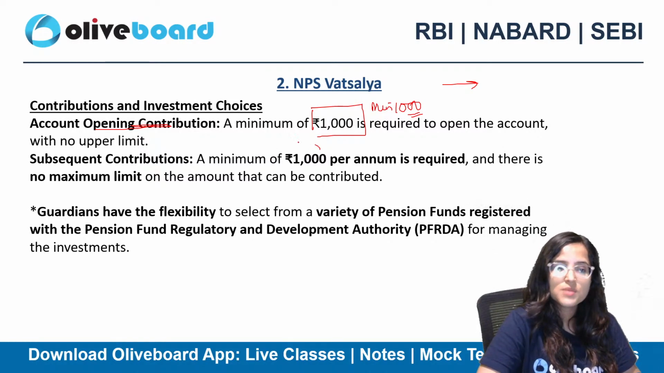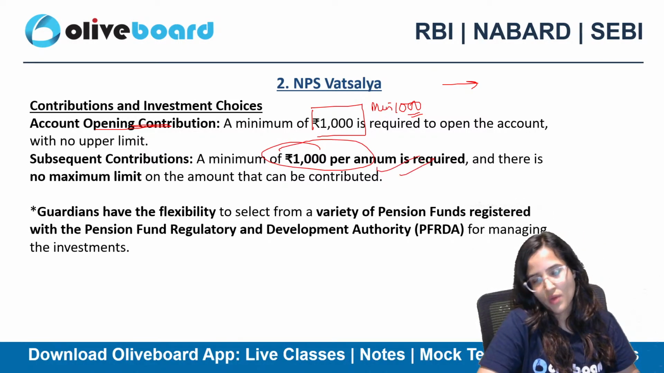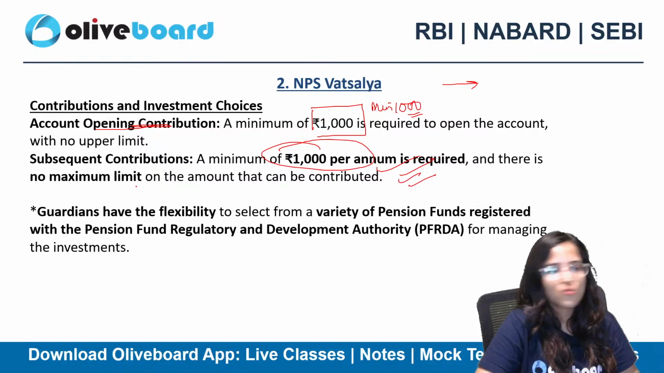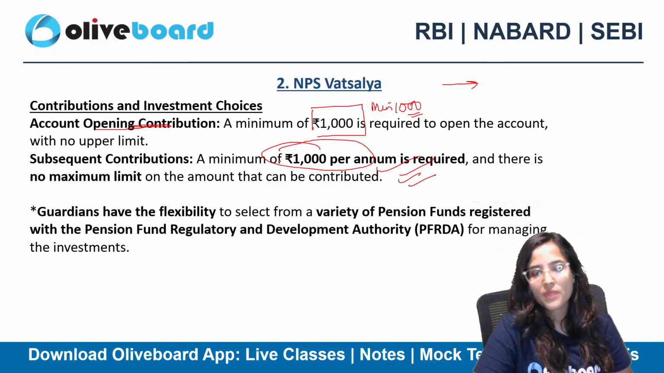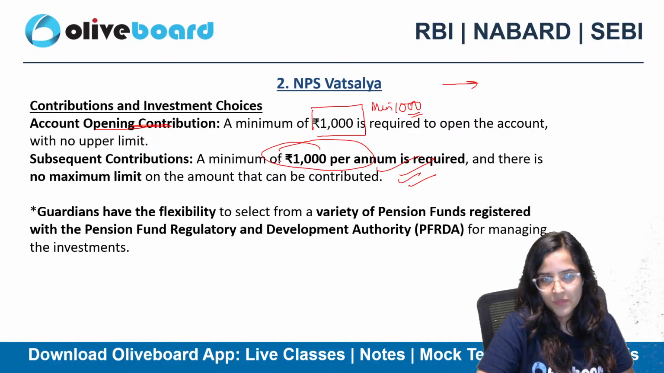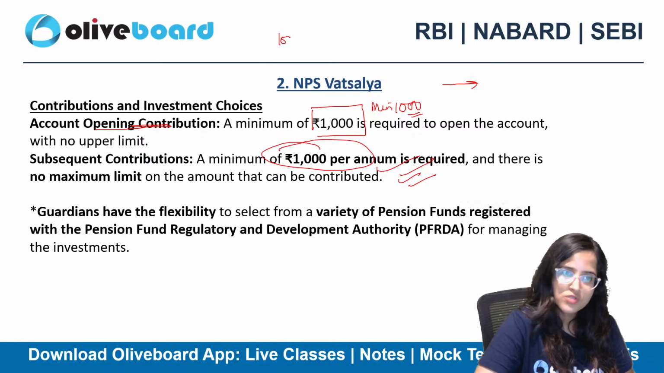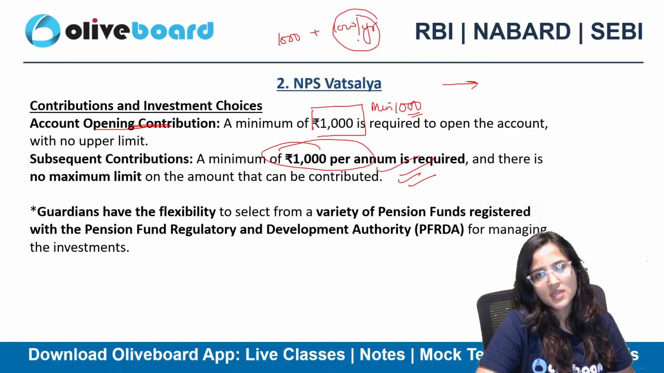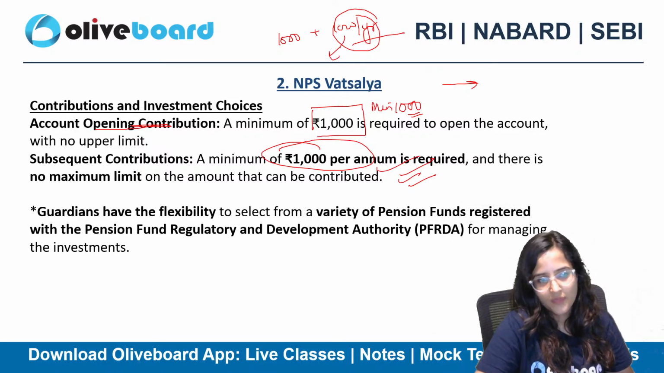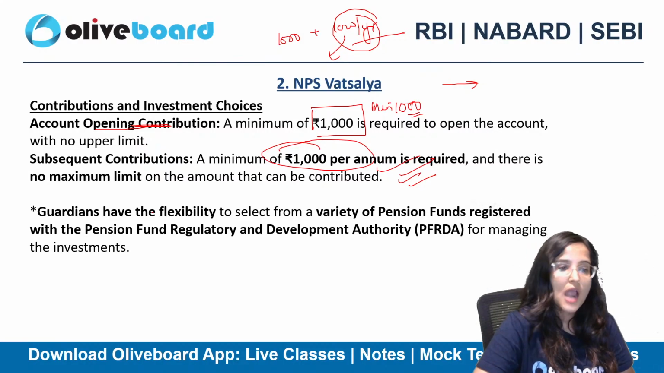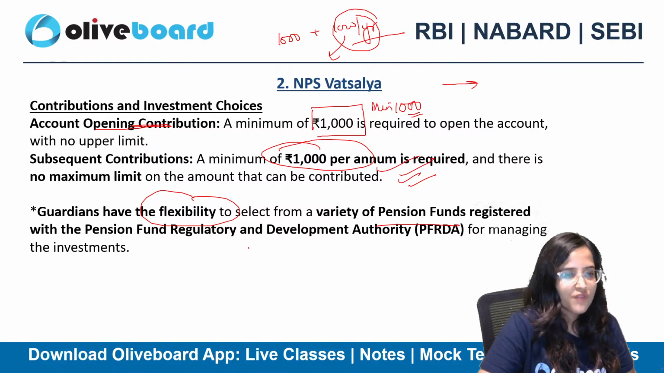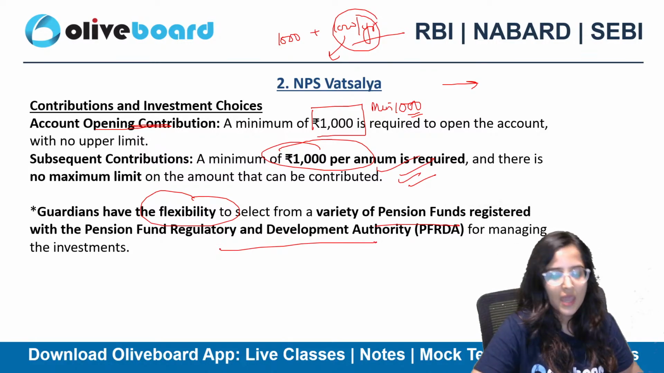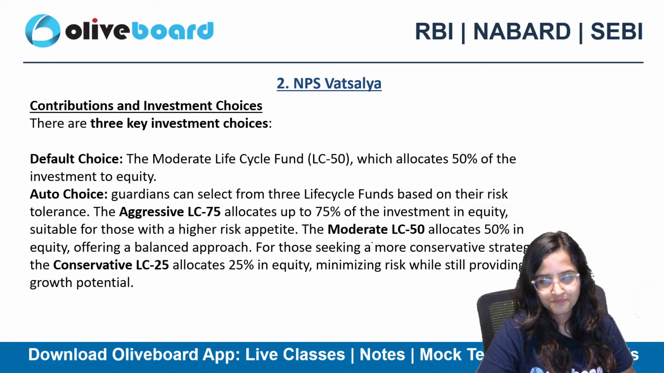Subsequent contributions, a minimum of 1000 per annum is required. So 1000 per annum is the minimum, no maximum limit. You can do 40,000, 50,000, there's no maximum limit. So initially for account opening 1000 has to be paid and subsequently 1000 per year is compulsory. It can be even more. It should not be less than 1000. And the guardians have the flexibility to select from various pension funds. So whatever pension funds have been registered with PFRDA, you can manage the investments accordingly.